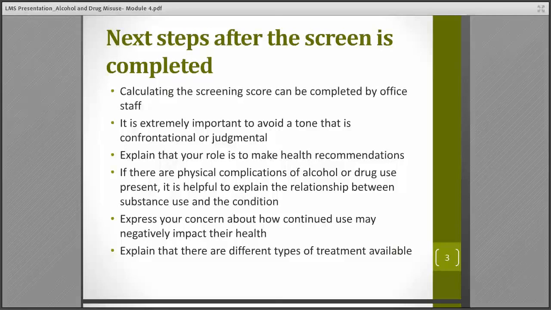After the patient completes the screening tools, office staff can score the tool. Results should be reviewed by the clinician and then discussed with the patient for further review and confirmation. Alcohol and drug misuse can be difficult for patients to acknowledge, so clinicians need to be sensitive to the patient's readiness to deal with such issues.